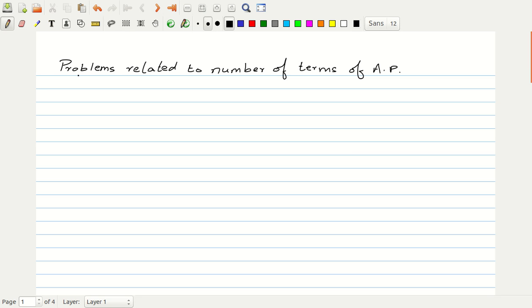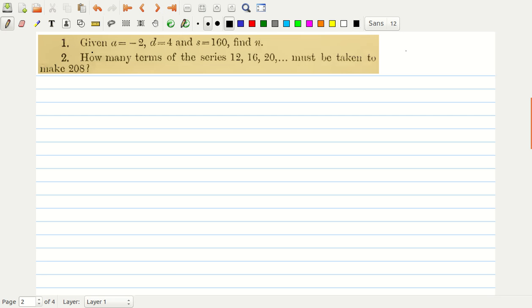In this video, we will see how to solve problems related to finding the number of terms of an AP so that the sum equals a given value. For example, let us look at these problems. Given a = -2, d = 4 and sum = 160, they are asking us to find the number of terms. Similarly, in the second problem, they are asking how many terms of the series 12, 16, 20 must be taken to make 208. So, how do we solve these kinds of problems?